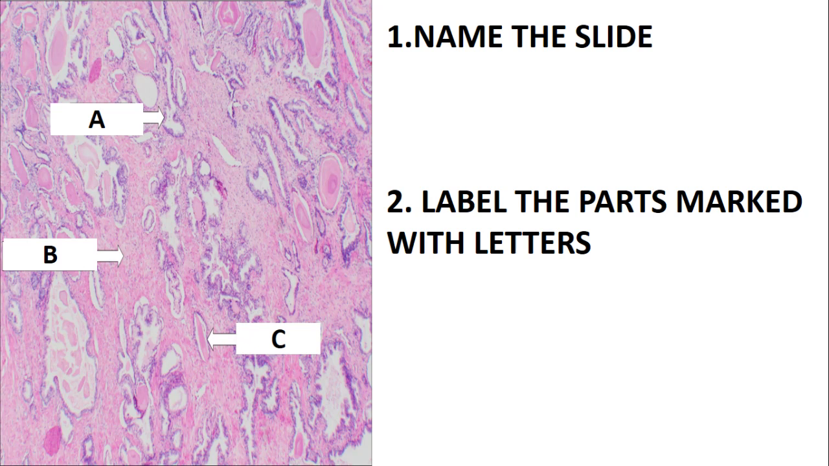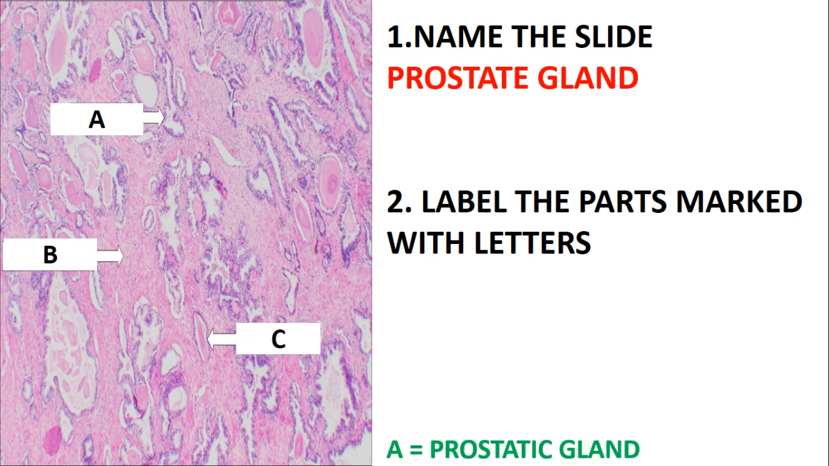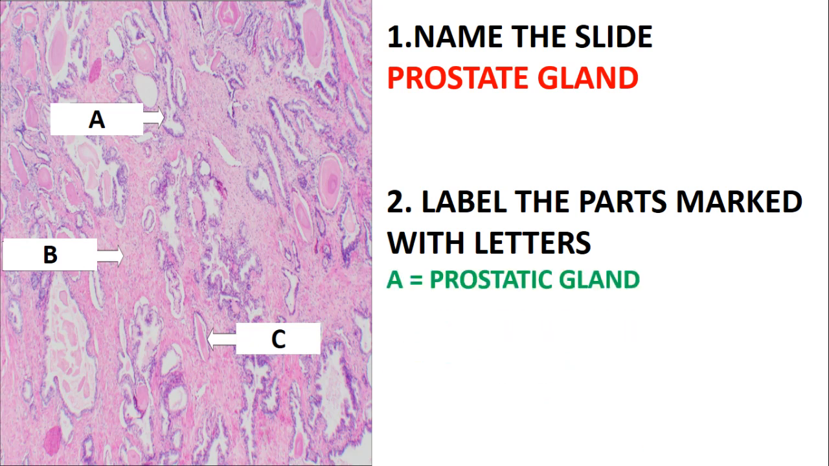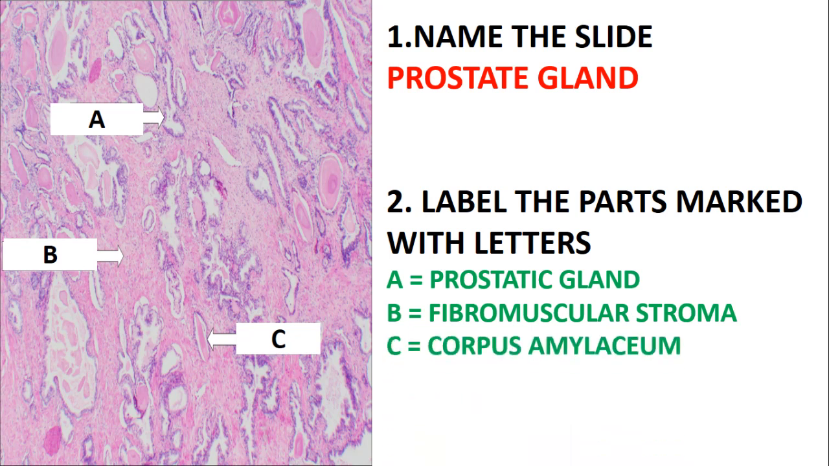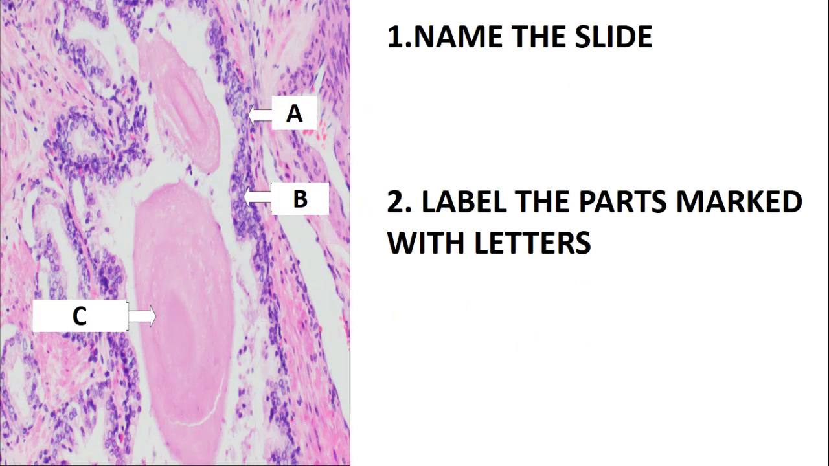If you look at this slide, this is just the prostate gland. And then label the part marked with letters. So A is just the prostatic gland, B is just the fibromuscular stroma, and C is the most important part of the prostate gland, and this is just the corpus amylacum. Let's quickly move on and look at the next slide.